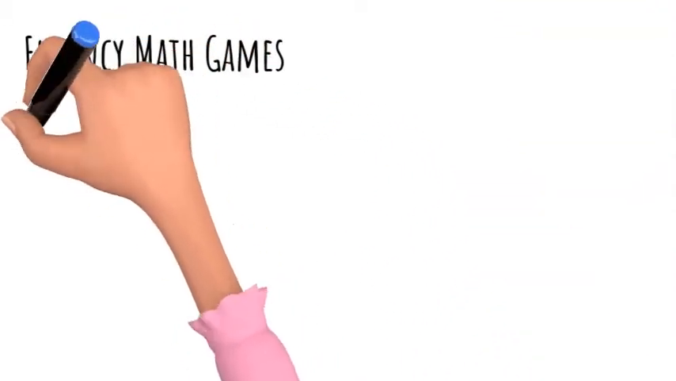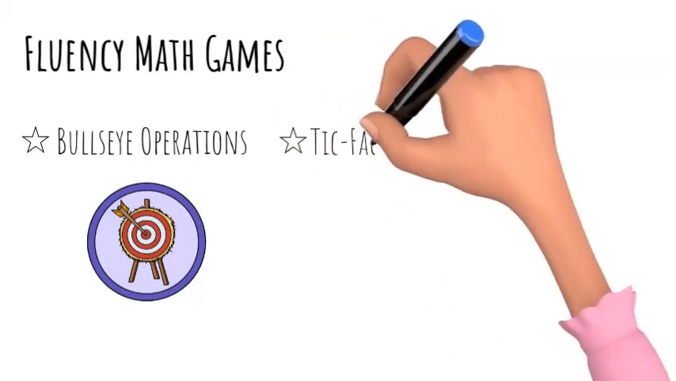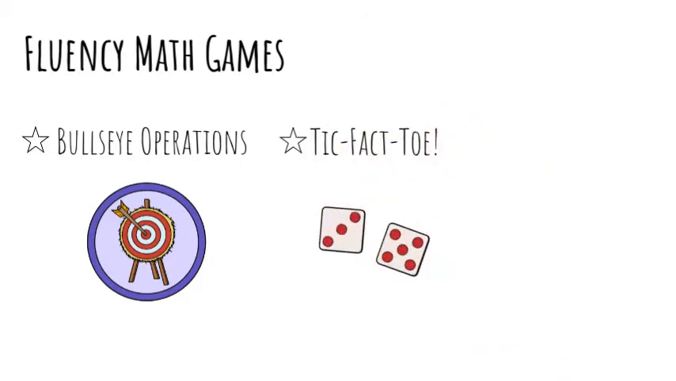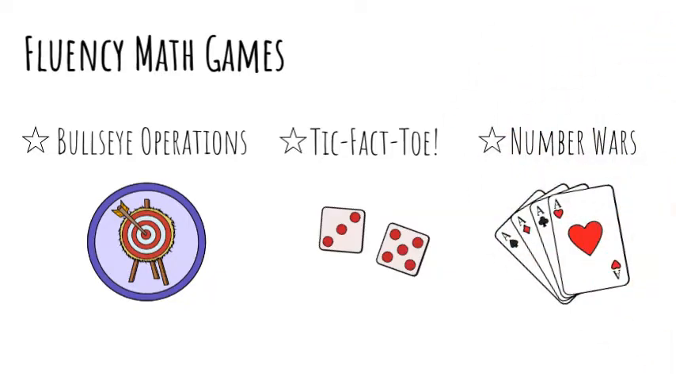The first game is called Bullseye Operations, and we can use this game to practice addition, subtraction, multiplication, and division, which makes it a perfect game to use in our classrooms. The second game, Tic-Tac-Toe, works to practice addition or multiplication skills and hones in on the idea of sums and products. The last game we will look at is Number Wars, and this game works when practicing multiplication, addition, and subtraction. It can also be used with positive and negative numbers in the middle school classrooms.